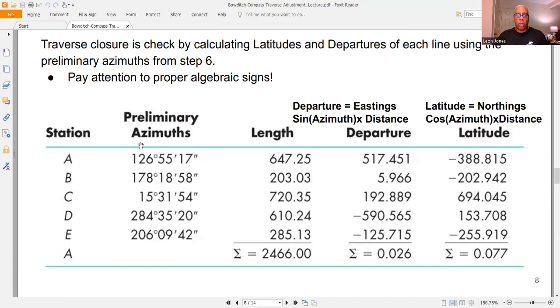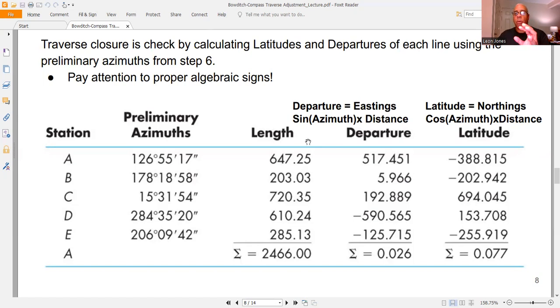So basically what you're really doing is taking an angle and utilizing trig, sine and cosine. So how do I get all these departures and latitudes? Well, I'm going to take the cosine for the departure, the cosine of 126°55'17", and I'm going to multiply it by the length, and then I'm going to come up with my departure. Correction, I'm going to take the sine.